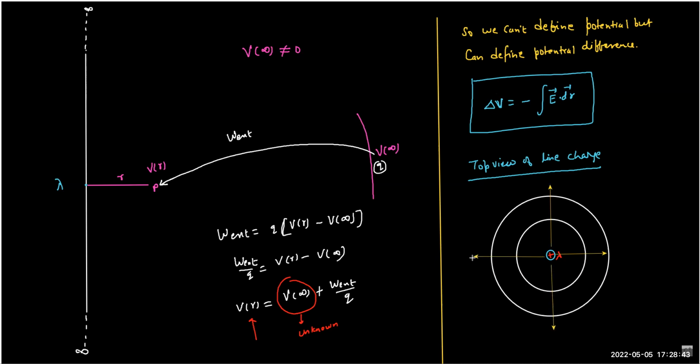So any infinitely long line charge creates the radial field, isn't it? Yes, sir. Do you know this? Yes or no? Yes, sir.